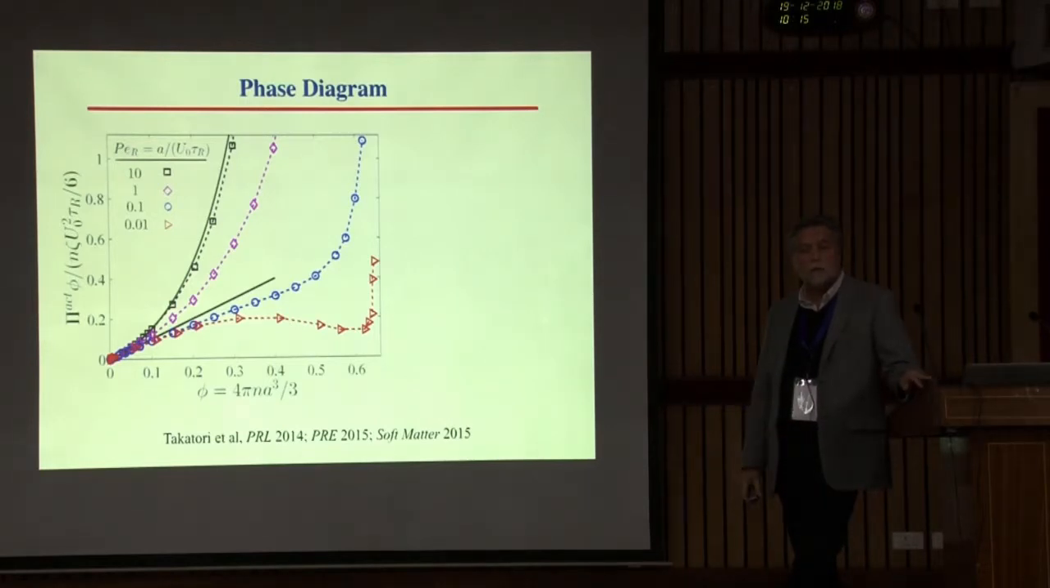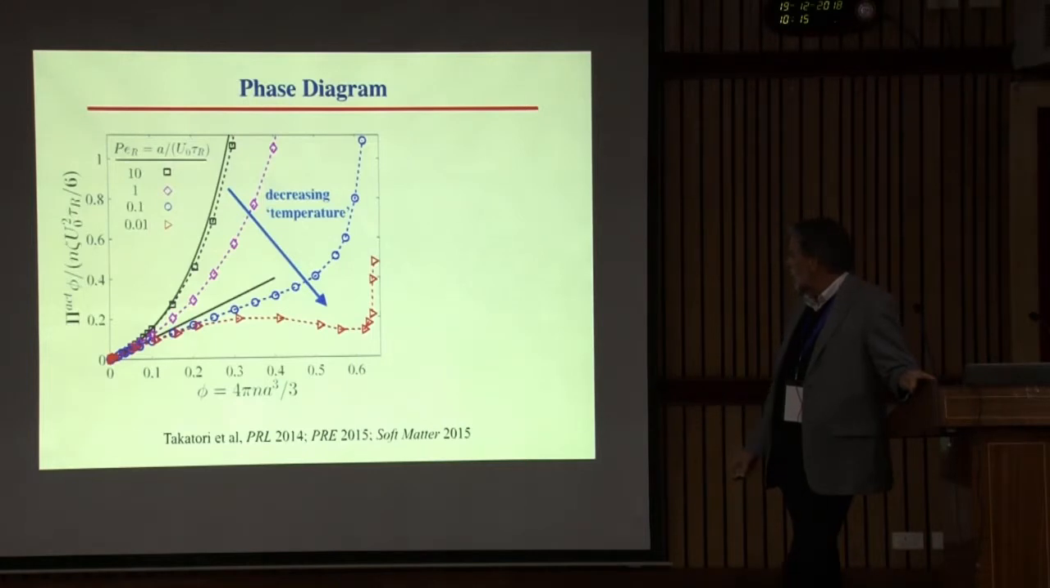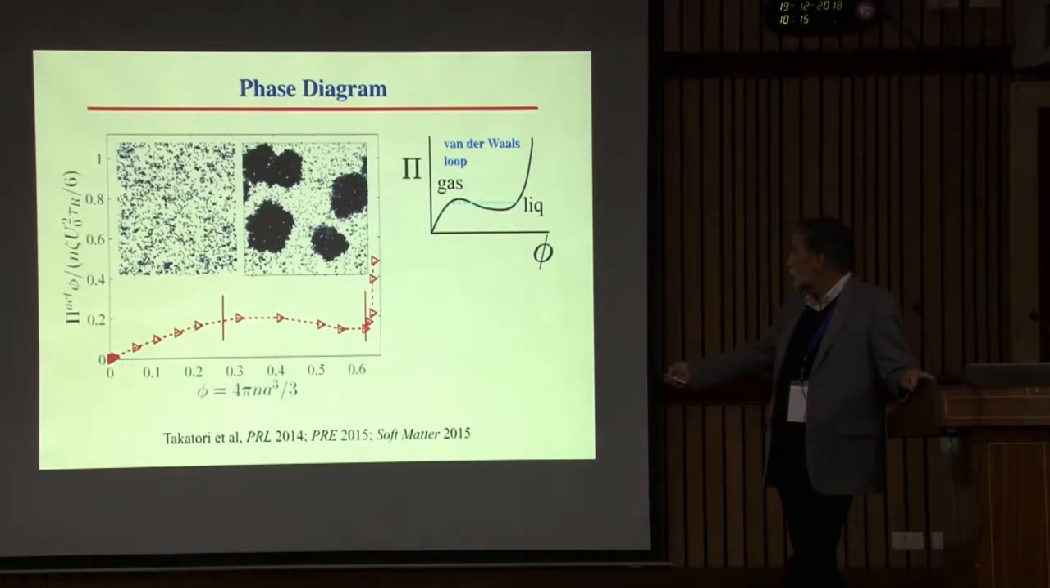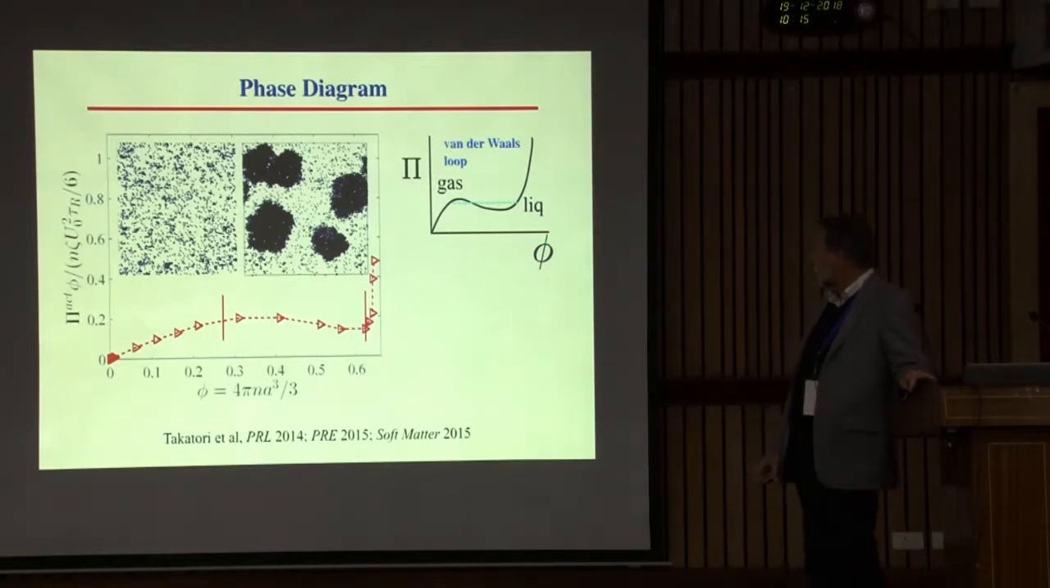You can't tell the difference if we're Brownian or if they're active. But as you decrease the reorientation Péclet number, it's like decreasing the temperature. You eventually get down below here where you have a van der Waals loop. You have a coexistence between a dilute region and a dense region. Actually, it's between a gas and a solid, for those that really want to know about it.